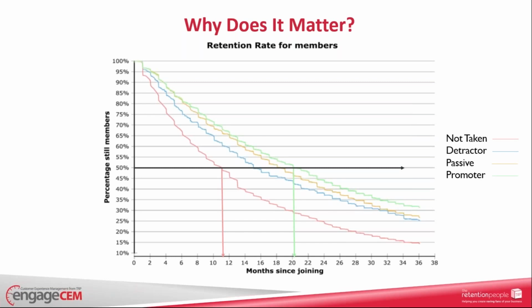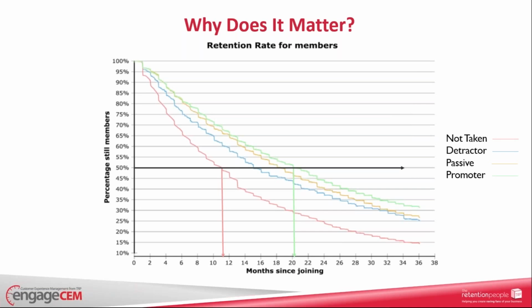But why else does it matter? We've proven that it has a significant impact on your length of stay. So as a small recap for some of those who may have not seen our retention curves, this is where we track the length of stay of a member. So we'll take a large group of members and look at their join date. So their join date is 0.0, whenever that might have been. And then we look at what happens to them over the following months. So what we're looking at here is at what point 50% of members are still paying a membership and 50% have left. That's our median length of stay.